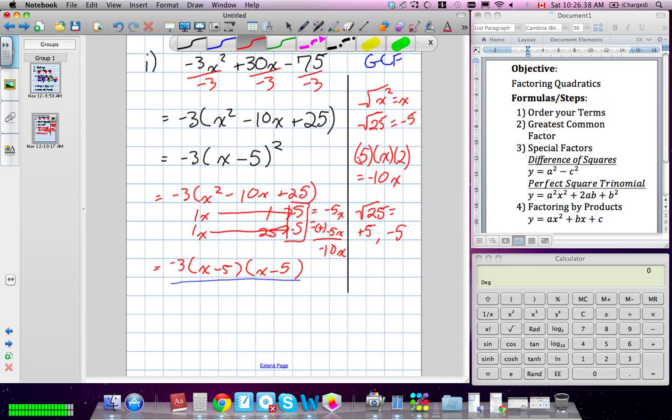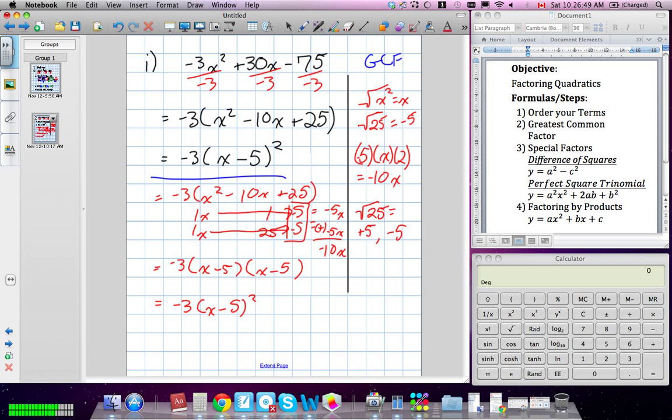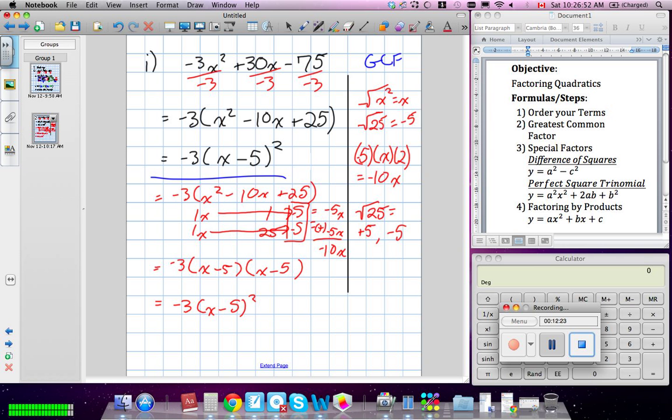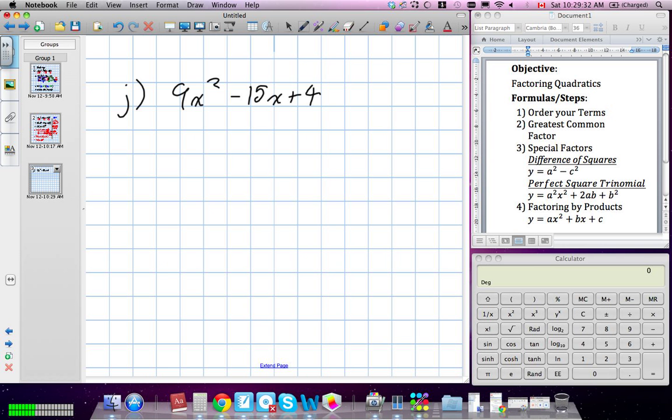Wait, I have a question. Yeah. What's the first step we've got to do? Put it in order. Yep. Okay, what's next? Greatest common factor. There isn't one. No greatest common factor? Right. Good. Now what? Special factor.